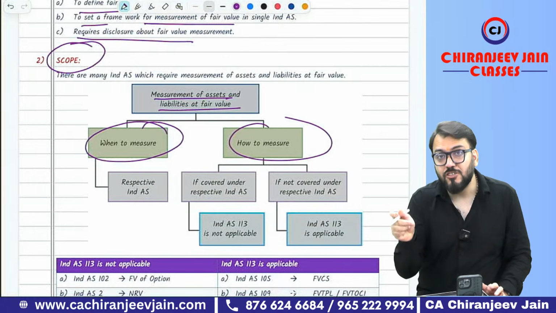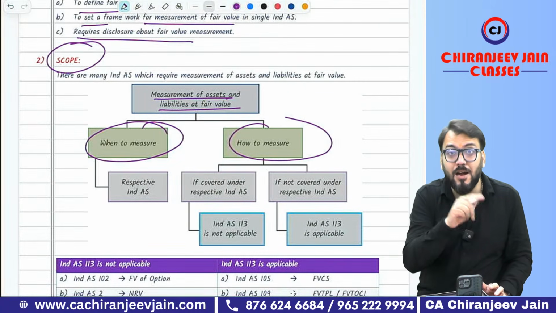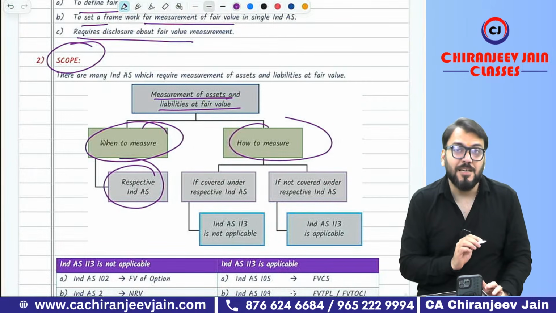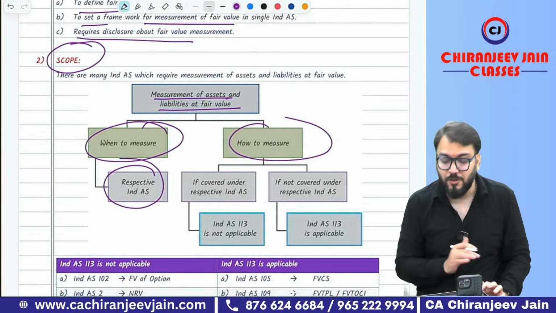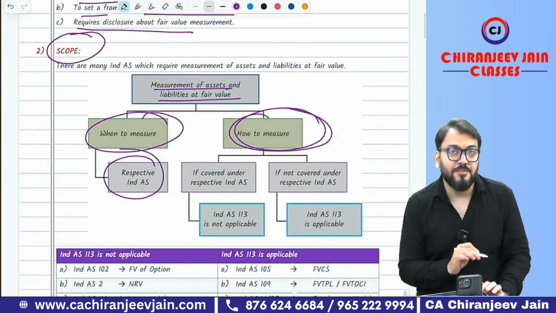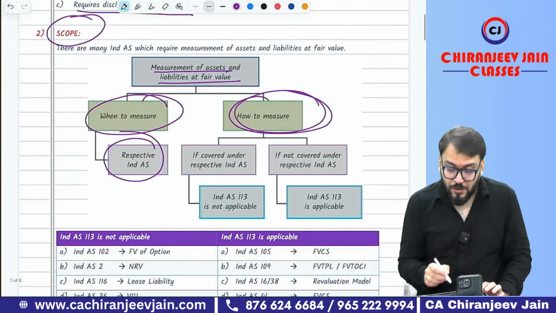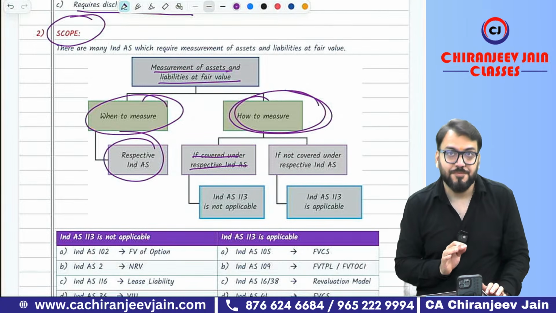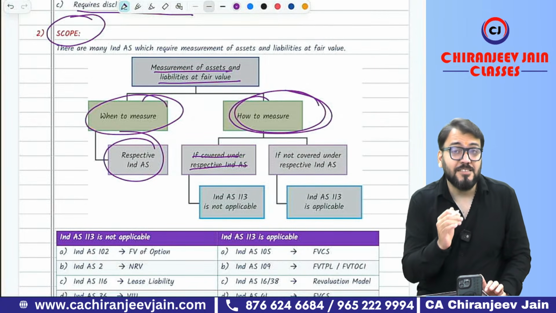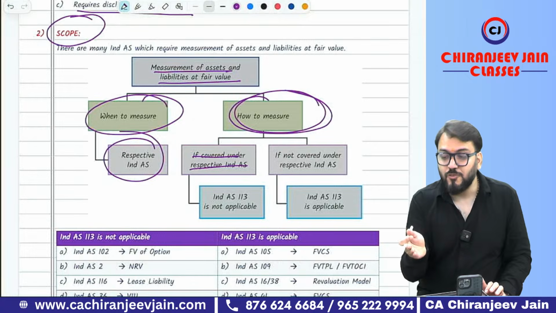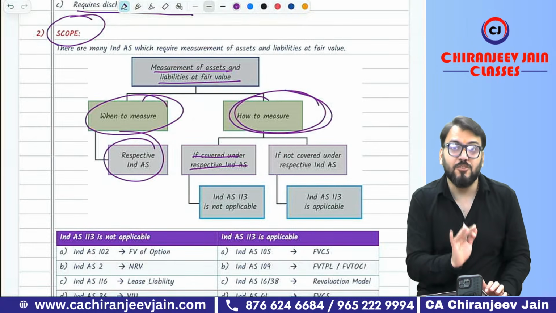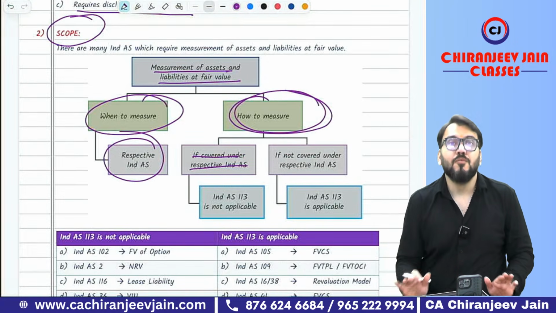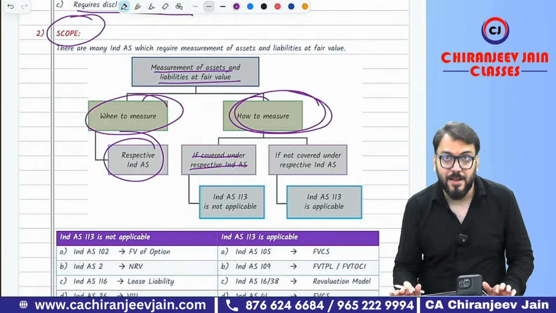When you do revaluation, at what date is it done? That is given under Ind AS 16. So that is as per the respective Ind AS. Ind AS 113 is silent about that. How to measure? In that case also, if it is covered under the respective Ind AS, then apply that Ind AS. For example, in Ind AS 102, the fair value of an option is measured as per the requirement of Ind AS 102. So for that, Ind AS 113 is not applicable.